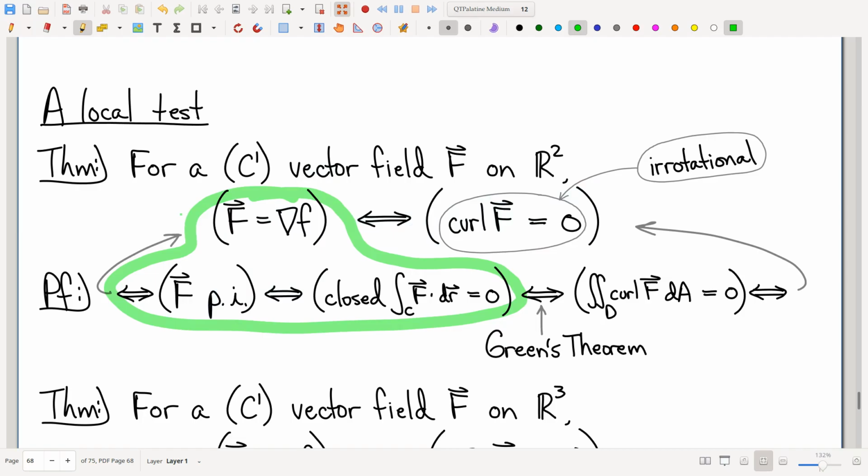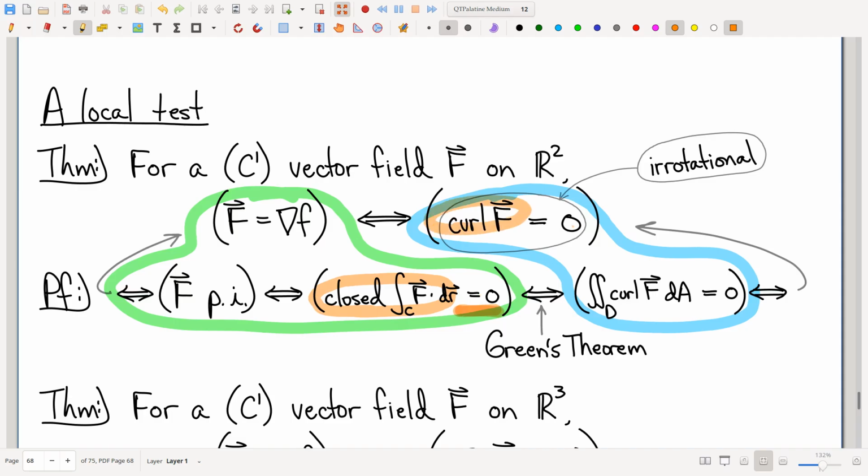Again, we have these 3 statements. We have these 2 statements. How do we connect the green to the blue? This one just rolls off the tongue so nicely. If circulations are all 0, if there's no circulation, then there's no circulation density. How about that?